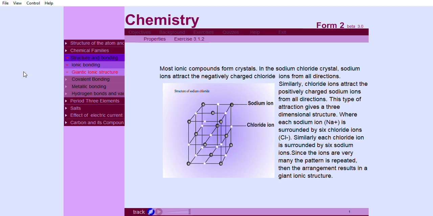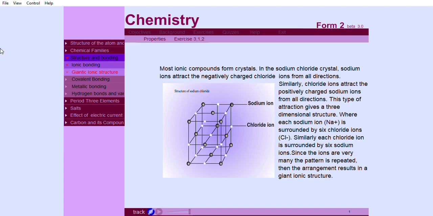Most ionic compounds form crystals. In the sodium chloride crystal, sodium ions attract the negatively charged chloride ions from all directions. Similarly, chloride ions attract the positively charged sodium ions from all directions. This type of attraction gives a 3-dimensional structure, where each sodium ion is surrounded by 6 chloride ions. Similarly, each chloride ion is surrounded by 6 sodium ions.